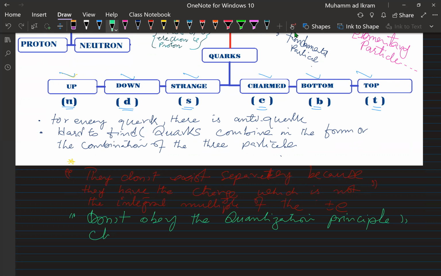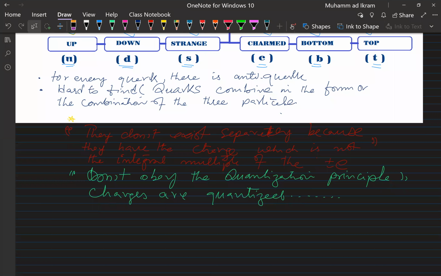If you remember, as I told, charges are quantized. They always occur in integral multiples of a fixed value, 1.6 times 10 raised to the power minus 19 coulomb. Here it is not the case; they do not obey this. So this is why quarks do not exist in isolation. Rather, they exist in combination.